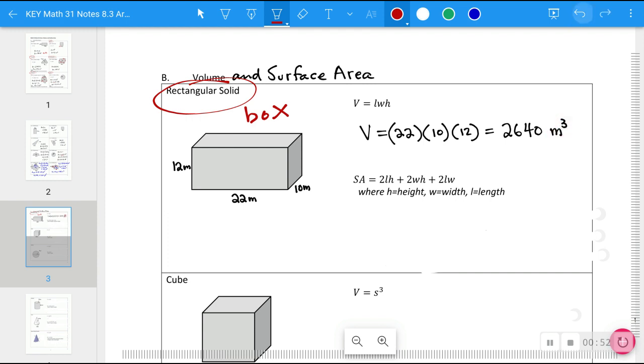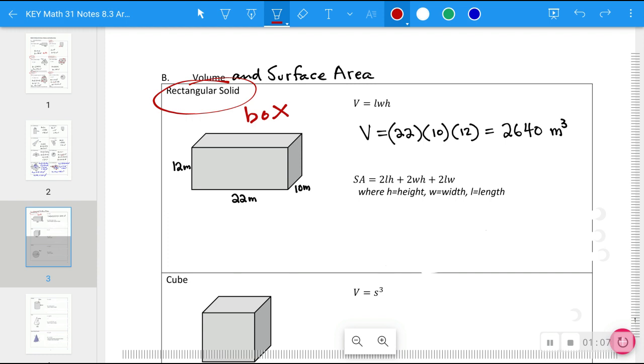So cubic meters. A cubic meter would be like a box. It's 1 meter wide, 1 meter tall, and 1 meter long. And it's actually quite a bit of volume. It'd be like one of those really big trash cans that you put up on the street.